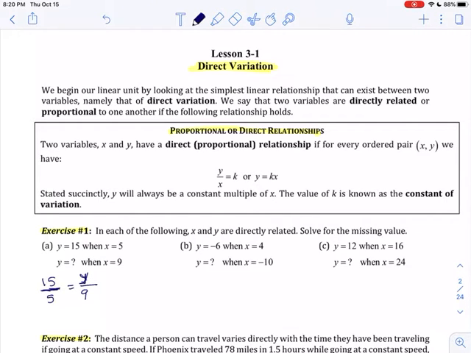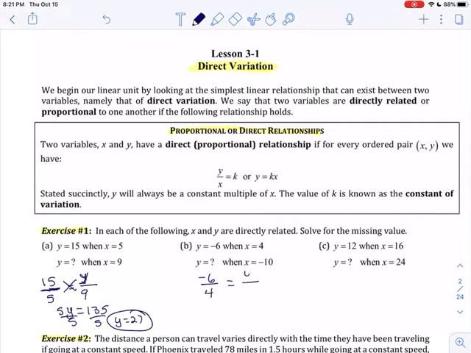Now I put y on top. I don't know what the y is, so I'm just going to call it y, and I have x is 9. So basically when y is 15, x is 5. I don't know what y is, but x is 9. I'm trying to find out what y is when x is 9. So I set up this proportion, and then I just cross multiply. 5 times y is 5y. 15 times 9 is 135, and I divide by 5, and y equals 27.